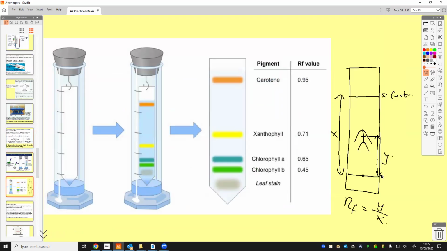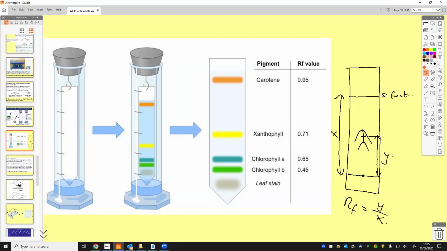Okay, so you take the center of your spot, whatever it is, and you measure the distance to the origin line, and then you measure the distance to the solvent front. Okay, and your RF, sorry, not RQ, RF values are always less than 1. So you divide this distance by the larger distance of your solvent front. Okay, so we could get you to maybe calculate that in some of the questions. As I say, the colors that they separate out into is another way of identifying the different pigments.